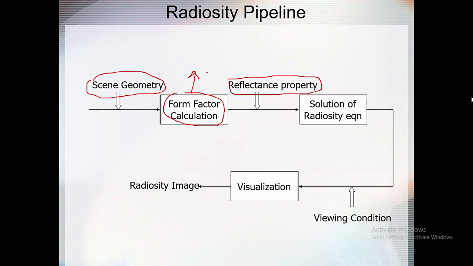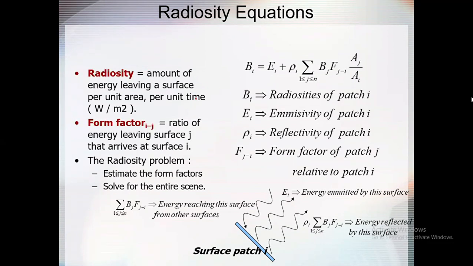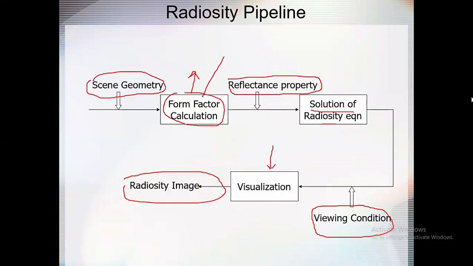So each object has its own reflectance properties. If it is a metal, it has its own reflective properties. If it is a solid concrete wall, it has separate reflectance properties. Then the solution of the radiosity equations, then we have some viewing conditions like clipping and projections. Then we will do the visualization and we have the radiosity images. So how are we going to solve that equation? We are talking about this form factor and these solutions.